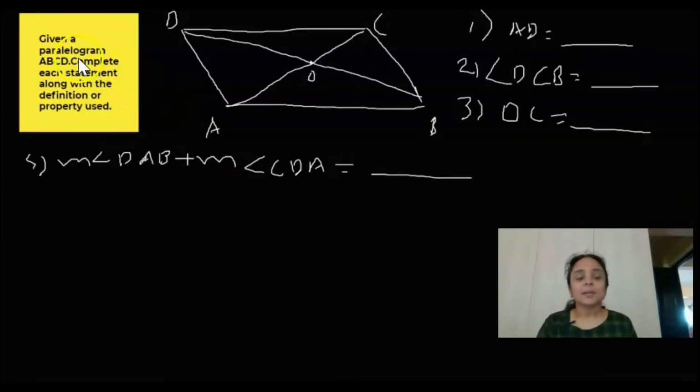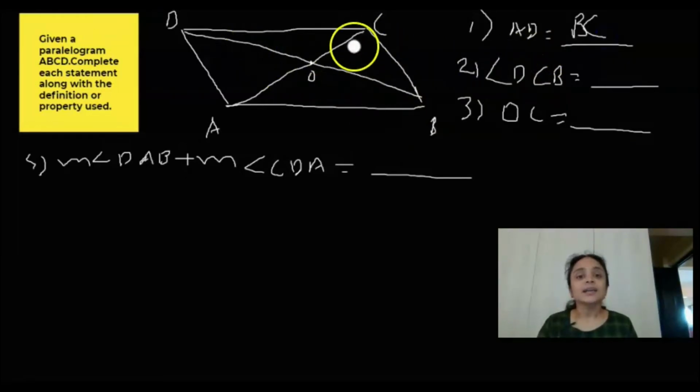So let us start the class now. First question is, given a parallelogram ABCD. So ABCD is a parallelogram. Complete each statement along with the definition or property used. AD is equal to, since this is a parallelogram, we know that opposite sides are equal. So AD will be equal to BC.